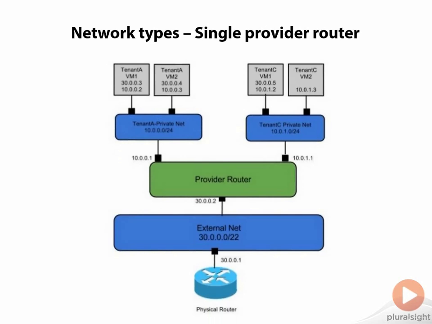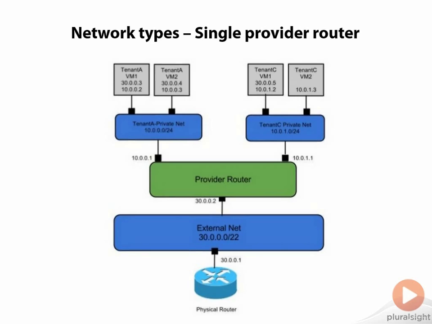We still have that same external, what we used to call shared net, which is 30.0.0.0/22. Same external gateway, 0.1. But we've provided 0.2 as a provider router gateway. So this is a nested router, and inside each of our tenants is given another private IP range so that they don't have to have an external direct connection.